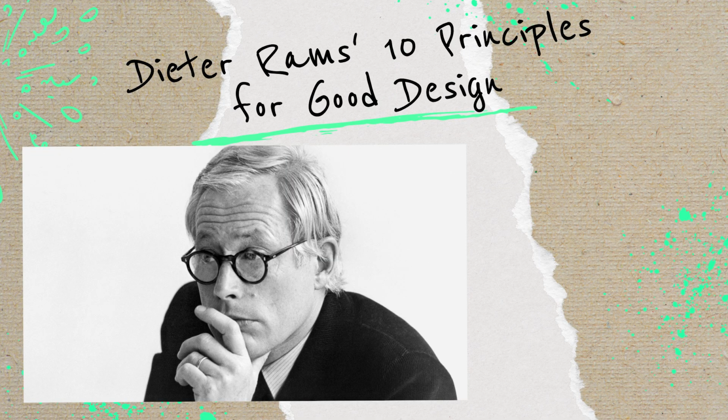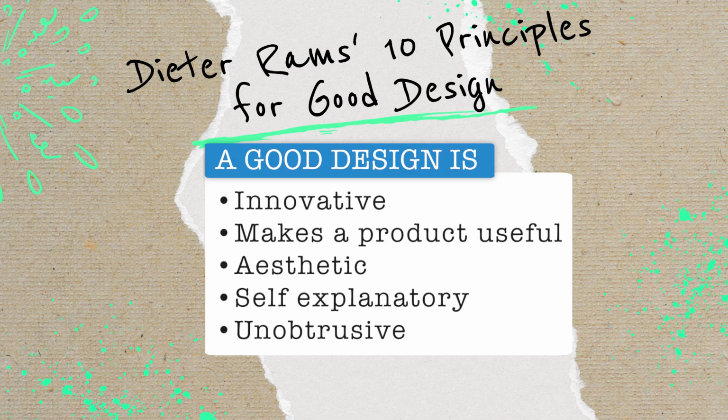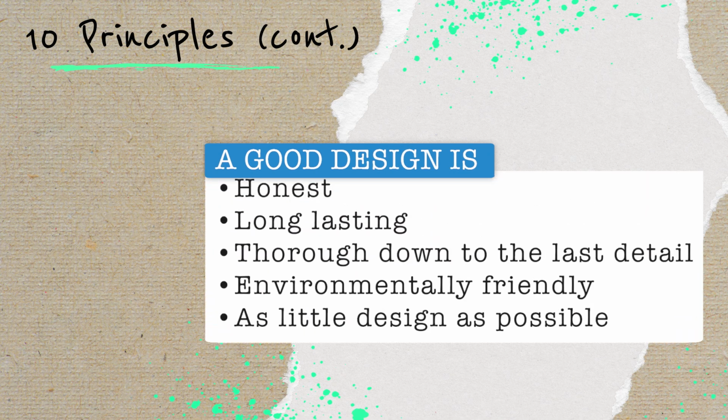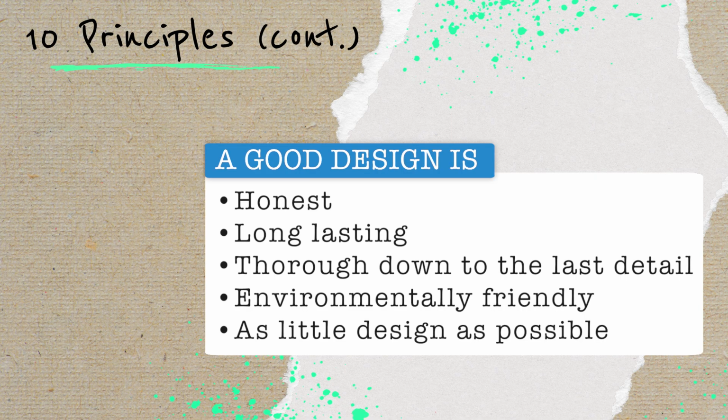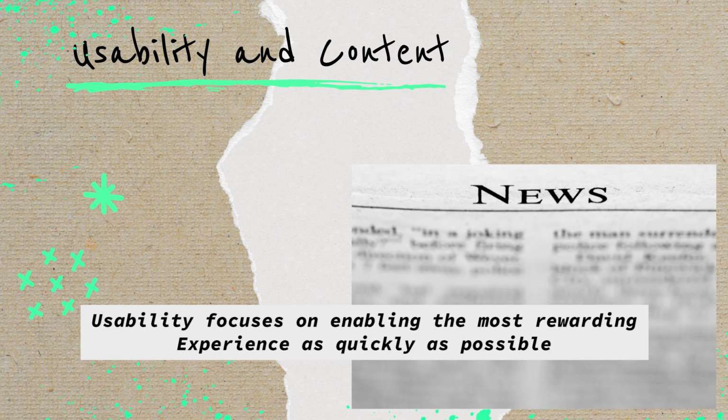German designer Dieter Rams outlined 10 principles for good design. A product should be innovative, useful, aesthetic, understandable, unobtrusive. It should also be honest, long-lasting, thorough in detail, environmentally friendly, and as minimal as possible, focused on what matters most. Usability also means delivering content in a rewarding way.